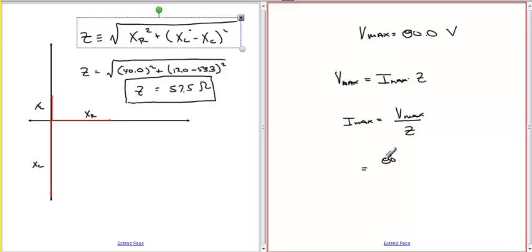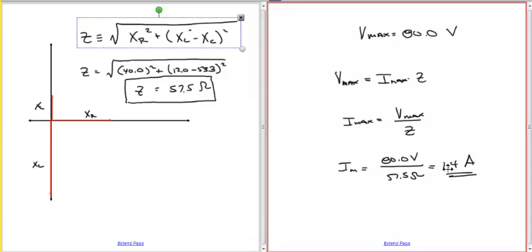So we take 80 volts divided by Z, which is 57.5 ohms, and we get so many amps. 80 divided by 57.5, and I get 1.39, so I'll round to 1.4 amps. Okay, let's check the answer. So that was problem number 18. 57.5 ohms, 1.39 amps, which is what I got. I rounded that up to 1.4, but there were 3 significant figures, so it probably is more accurate to do that.